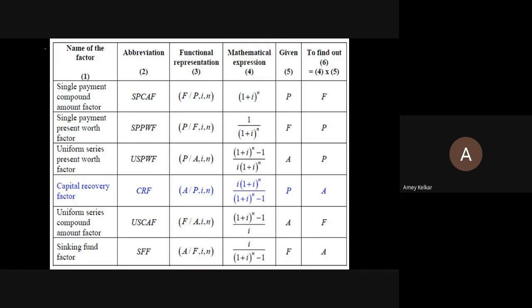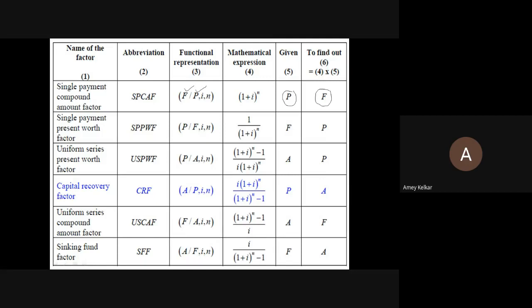Now from here, all the interesting things start. Single payment compound amount factor, SPCAF. When you know some present value and you want to compute the future value of it, we use one factor which we term as the single payment compound amount factor, SPCAF. Now, in this indication, the first term is which we need to find out, and the second term is which is given. So we read this as future of present for a given rate of interest and period.